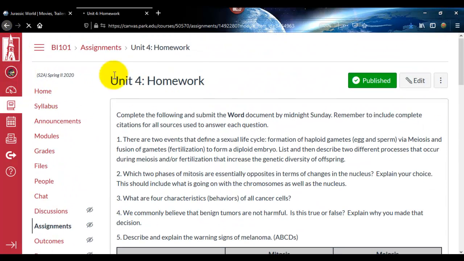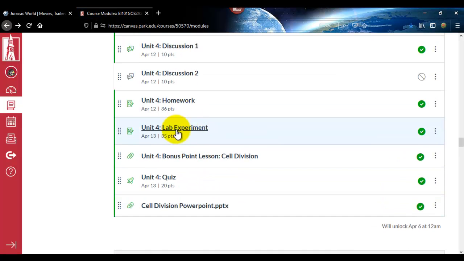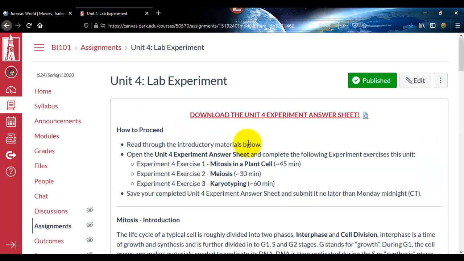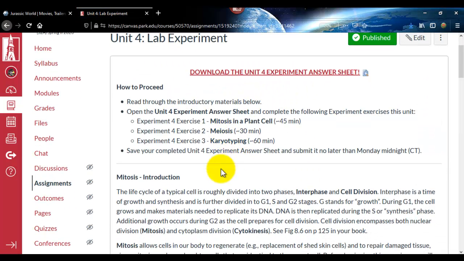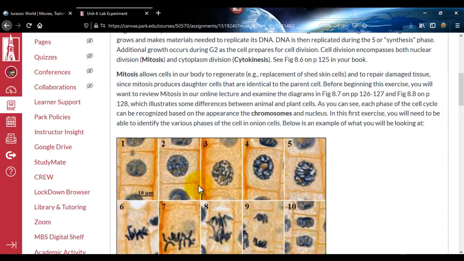You've been doing that really good. Just do a Word document. There's the lab experiment, and I did a video for this. There's the lab sheet. You're going to do 3 experiments. I did a video for that. It'll be at the top. Just watch that. I go through every part of it with you.